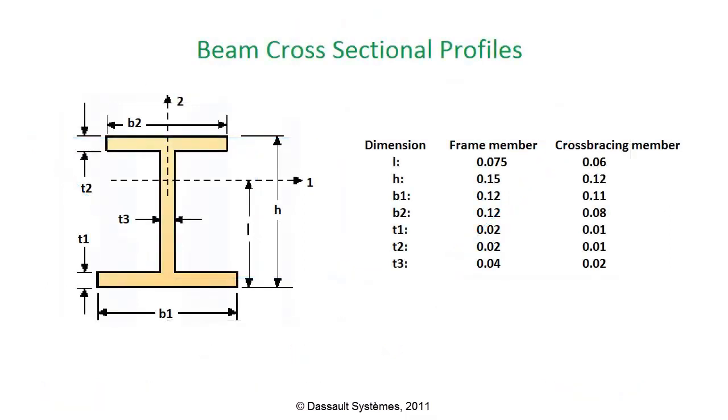Our beams are I-beams. We will use different cross-sectional profiles for the beams in the frame and cross members. Note that the upper and lower flanges of the beams are not of the same length. The purpose of using such a profile in this tutorial is to demonstrate how to orient beams in Abaqus.